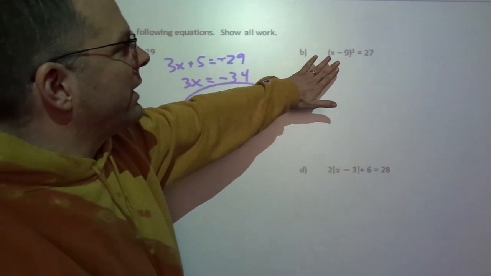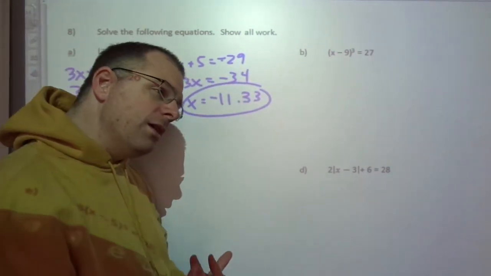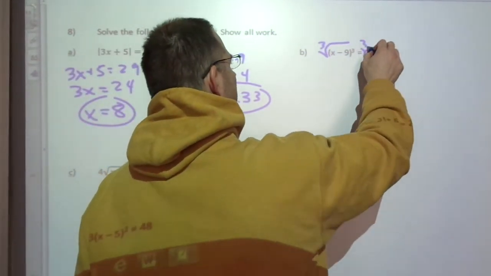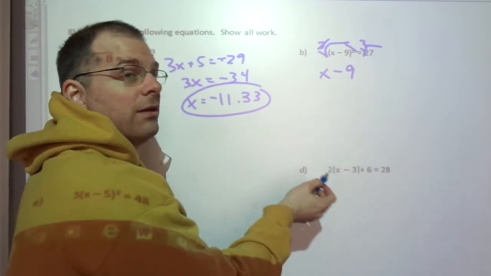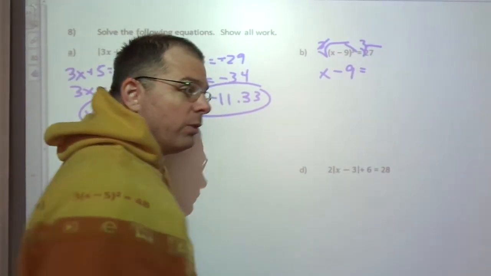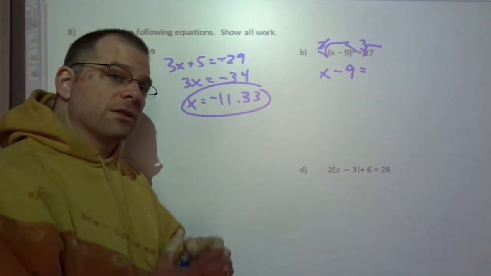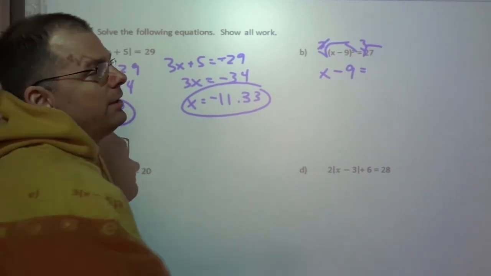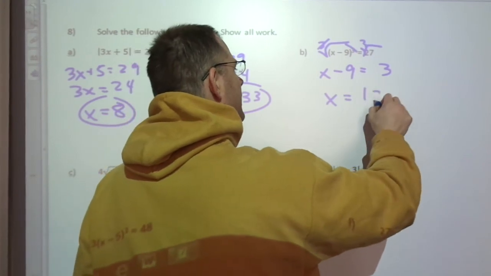Here, the whole side is being cubed, and that's the only thing there. So to get rid of cubing, we can cube root. We can do the opposite. Let's cube root both sides. And that cancels the cubing and just leaves the stuff underneath. Cube root of 27 is asking what times itself times itself is 27. Well, that's 3, because 3 times 3 times 3. Not negative 3, because that would be negative 27. But the cube root of 27 is 3, so when I add 9 to that, I get 12.